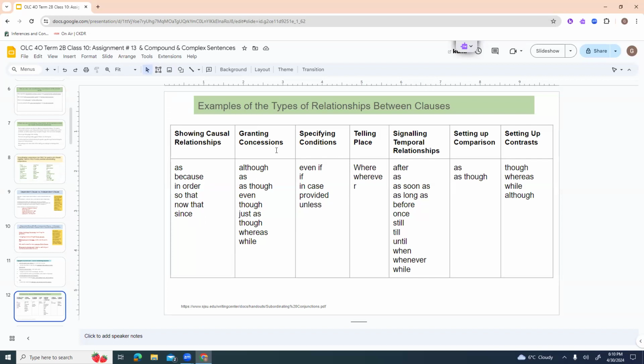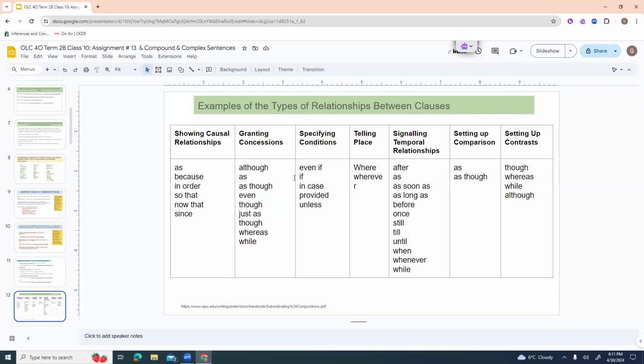Granting concessions, like, oh, I'll let you do this thing even though, right? Or although, as, just as, though, whereas, while. Specifying conditions. That's where you say something, but you're adding a little bit of a condition, right? It could be a condition where it doesn't matter, or it could be a condition where it's very specific. Even if, in case, provided, unless.